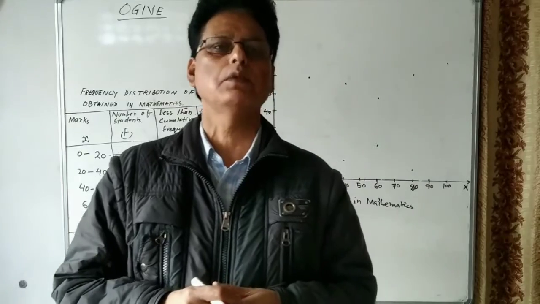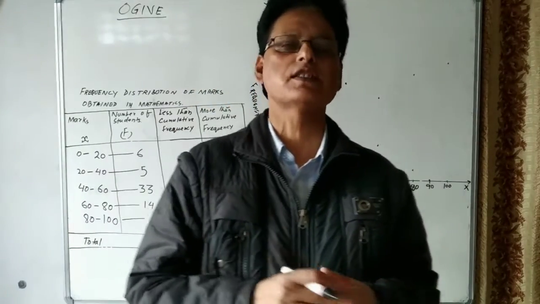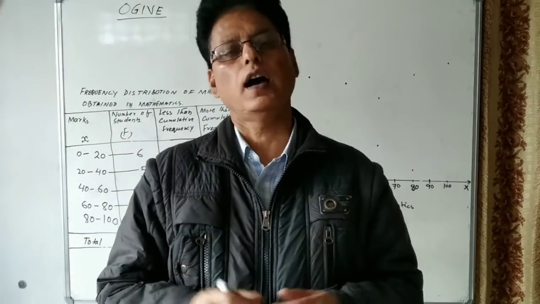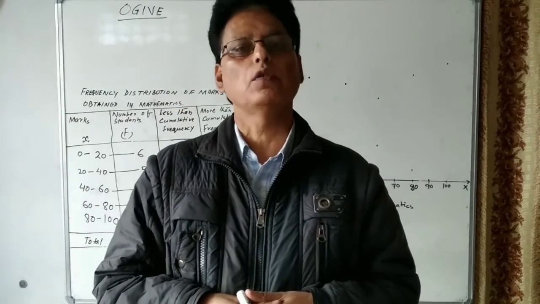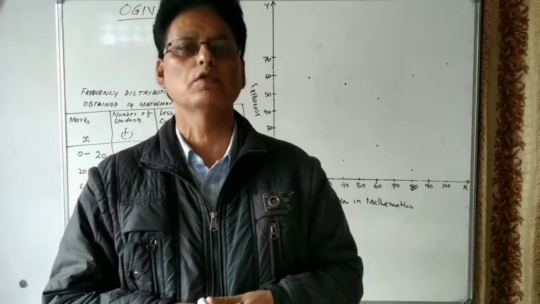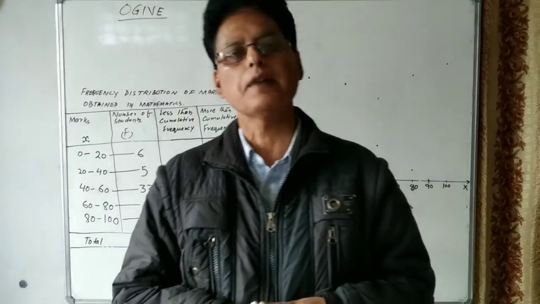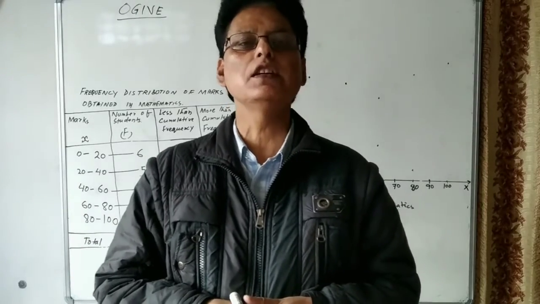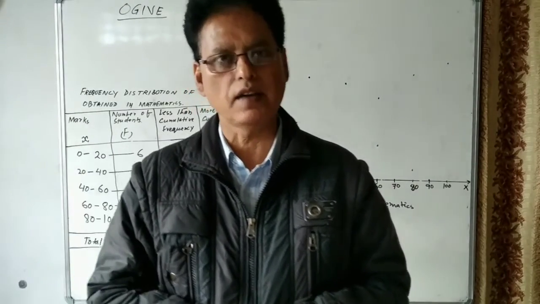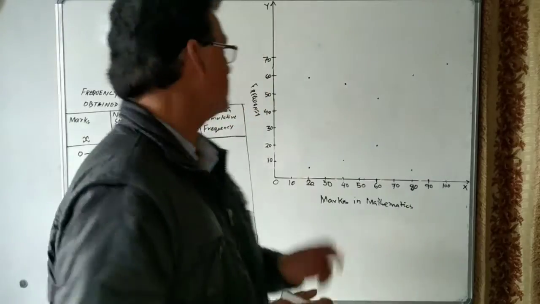Here in this diagram, we'll discuss how we can plot less than and more than ogive, or less than and more than cumulative frequency, on a graph paper, and how we can calculate the value of the median graphically. So let us see this ogive.